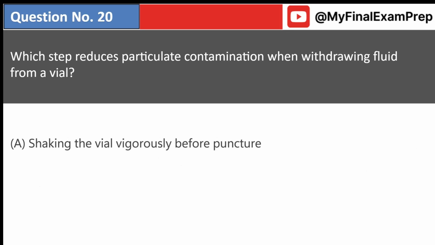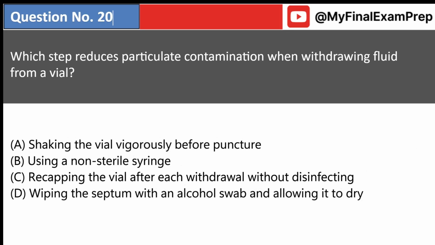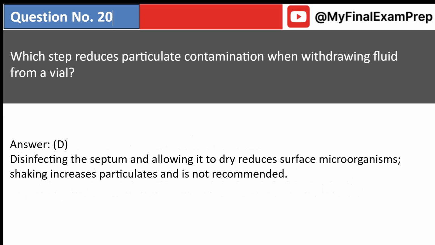Which step reduces particulate contamination when withdrawing fluid from a vial? A. Shaking the vial vigorously before puncture. B. Using a non-sterile syringe. C. Recapping the vial after each withdrawal without disinfecting. D. Wiping the septum with an alcohol swab and allowing it to dry. Answer D. Disinfecting the septum and allowing it to dry reduces surface microorganisms; shaking increases particulates and is not recommended.